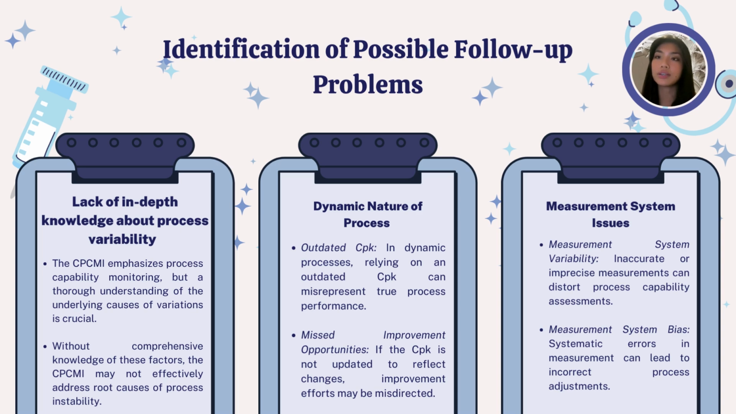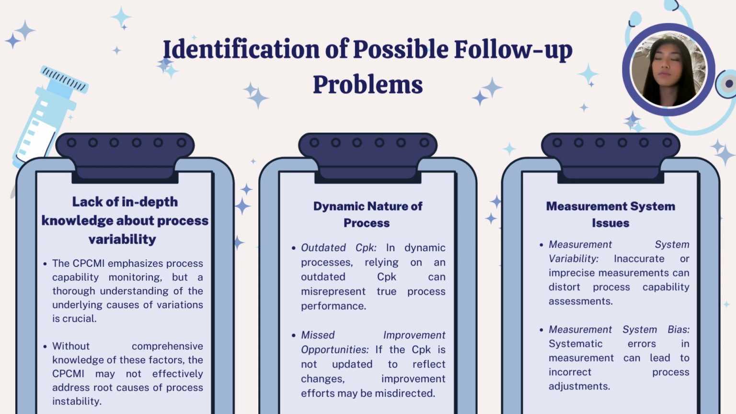The chosen alternative course of action is a promising approach to tackling the syringe length issue at Midwest Pharmaceutical Company. However, like any tool, its effectiveness hinges on careful implementation and a clear understanding of potential challenges. The CPCMI excels at highlighting process capability, but it is essential to remember that a comprehensive understanding of process variability is also imperative in this case. CPCMI focuses on process capability, which measures a process's ability to meet specifications. However, it doesn't necessarily identify all the factors causing variation in the final product.